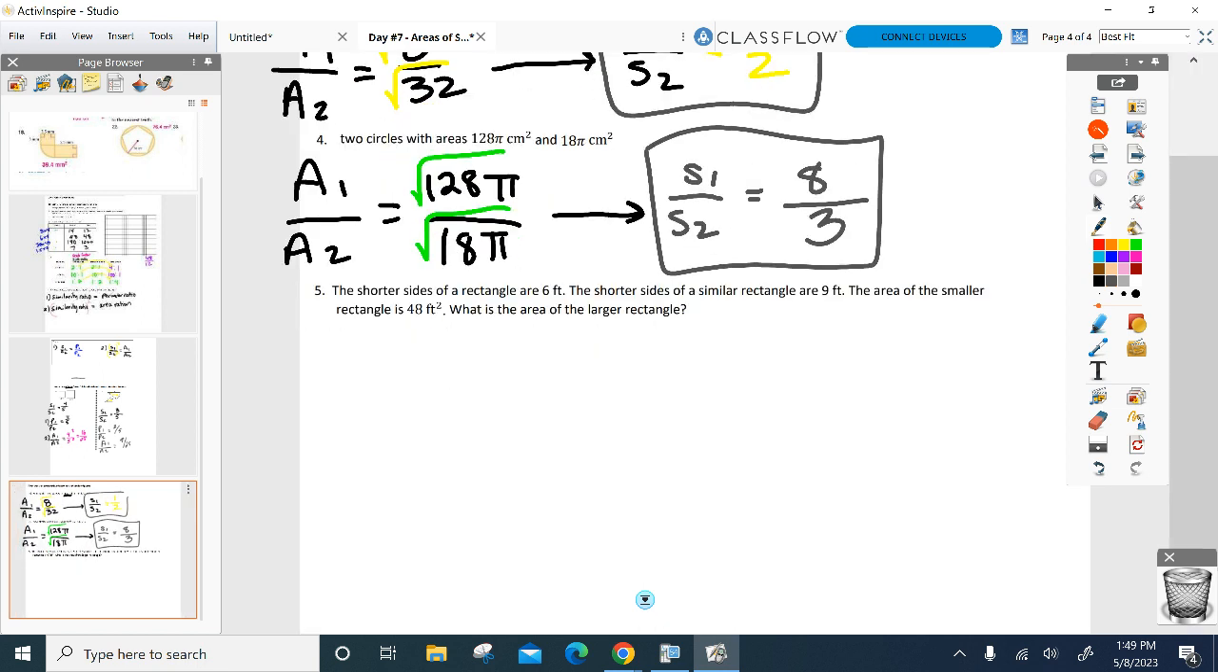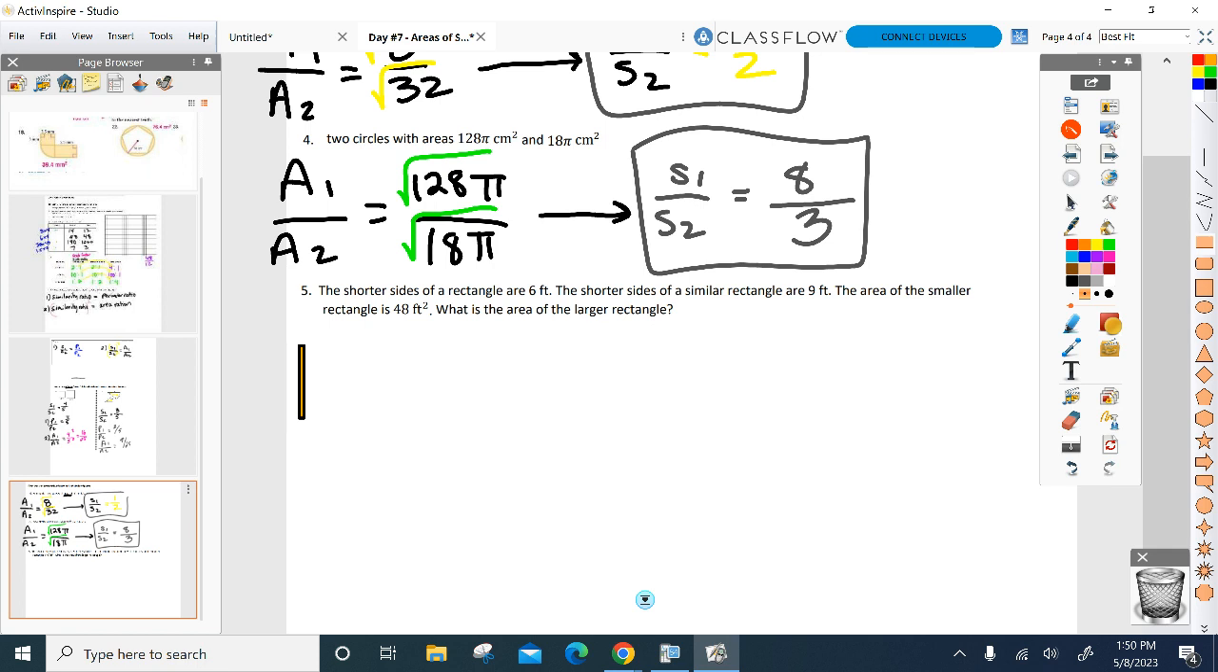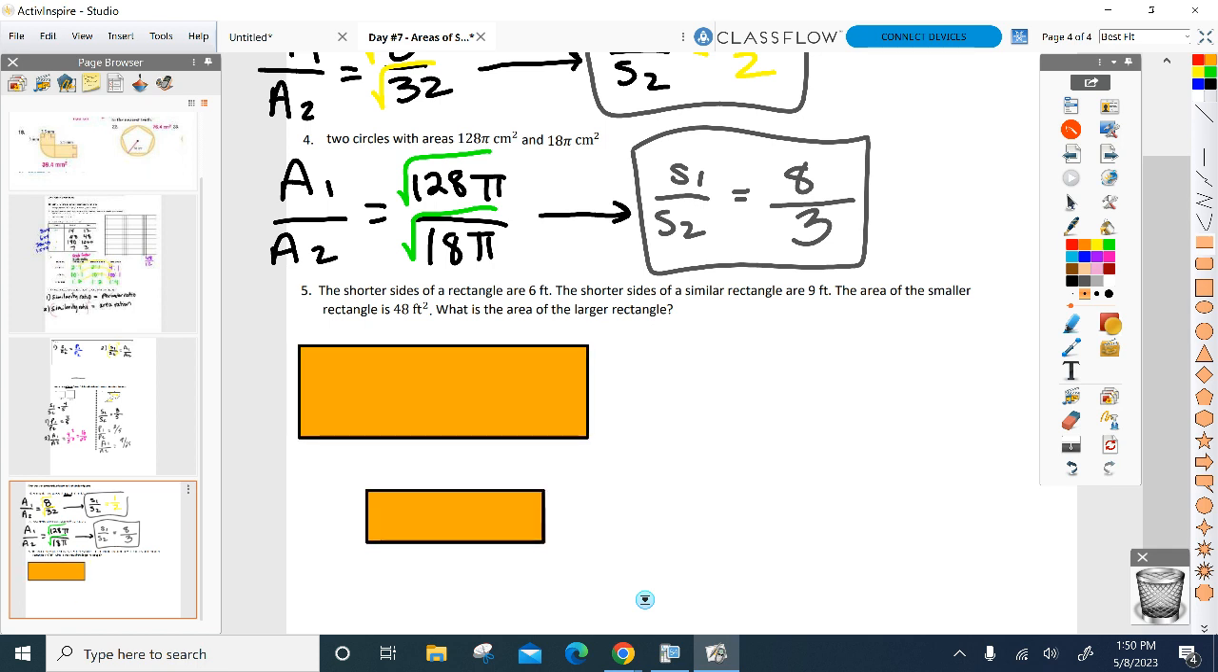Now, here's where all this comes together. It's this last problem. Here's where I need you to be. We got two similar rectangles. Just for a little visual here, you don't need to put one on your paper. We got a big one, we got a tiny one.